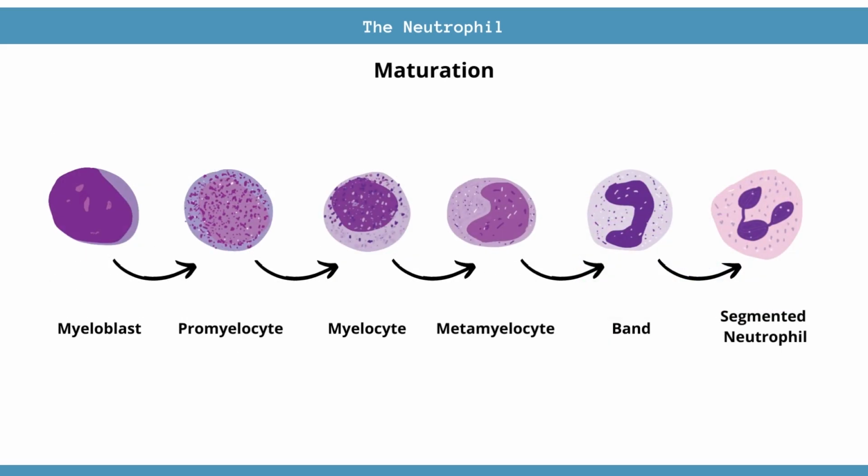During neutrophil maturation, myeloblasts are converted into promyelocytes. Promyelocytes then mature into myelocytes and later onto metamyelocytes. The last two stages of neutrophil production include the band neutrophils, which later mature into segmented neutrophils.